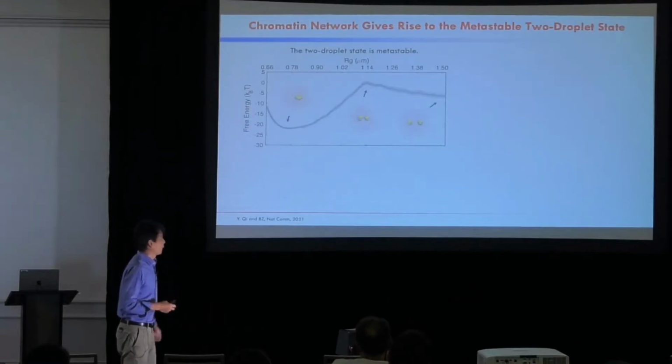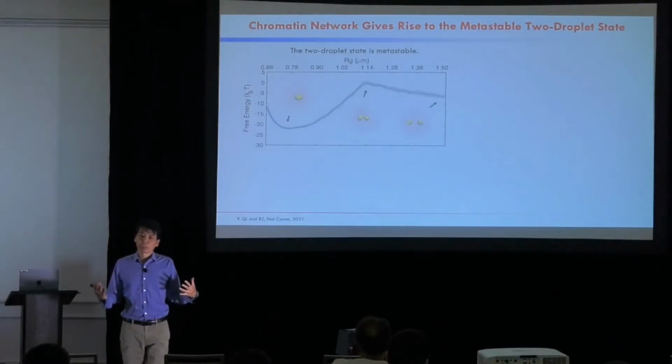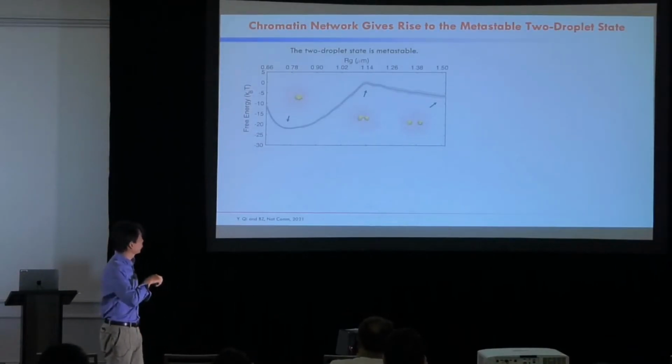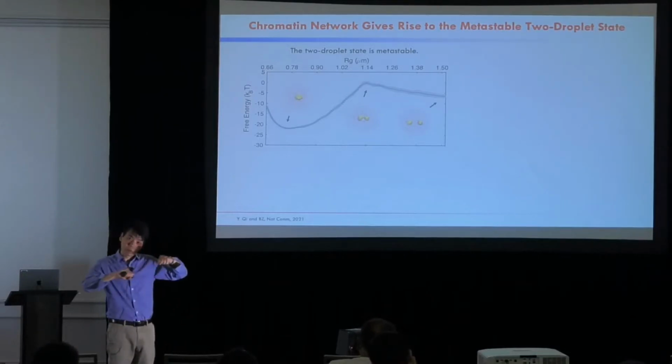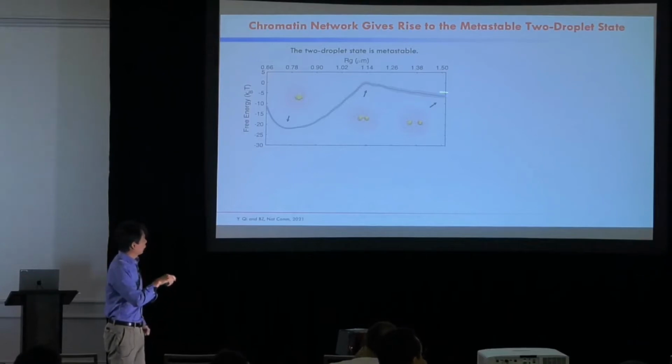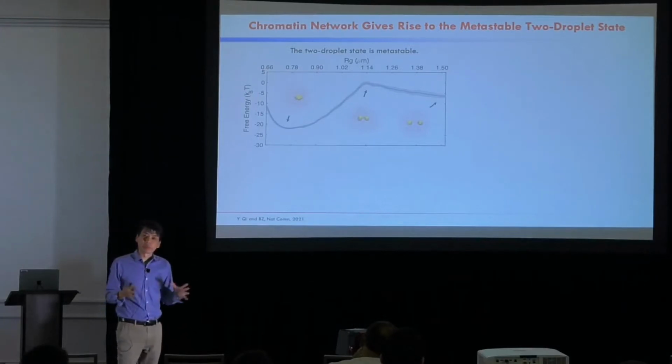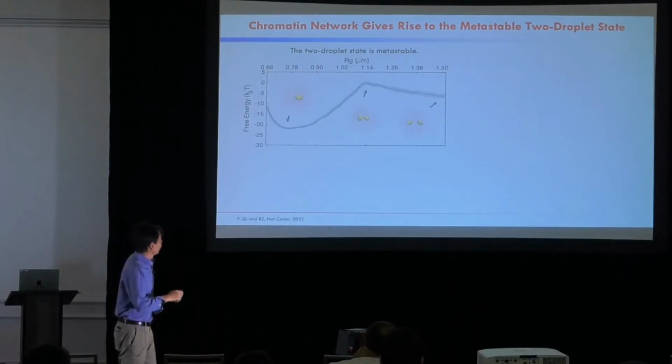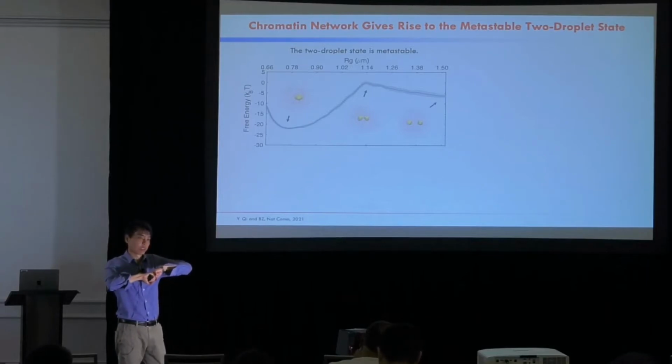As a chemist, I like to think of this as a chemical reaction. So we define a reaction coordinate, which essentially quantifies the distance between the two droplets. At a larger distance, you see two droplets, and at a small distance, you have one droplet. We then compute a free energy profile. And interestingly, we see a barrier at the point where the two droplets start to touch each other.